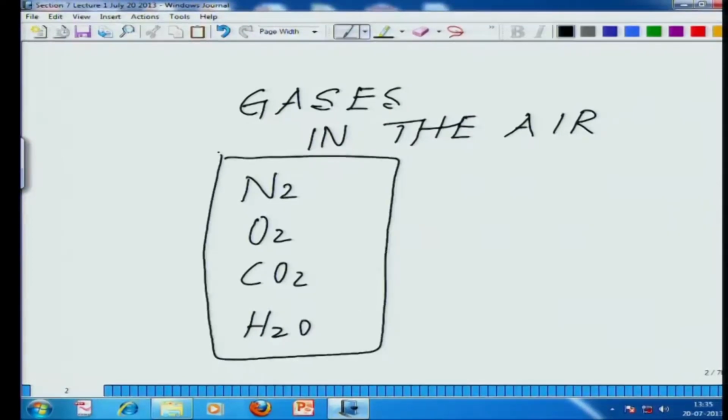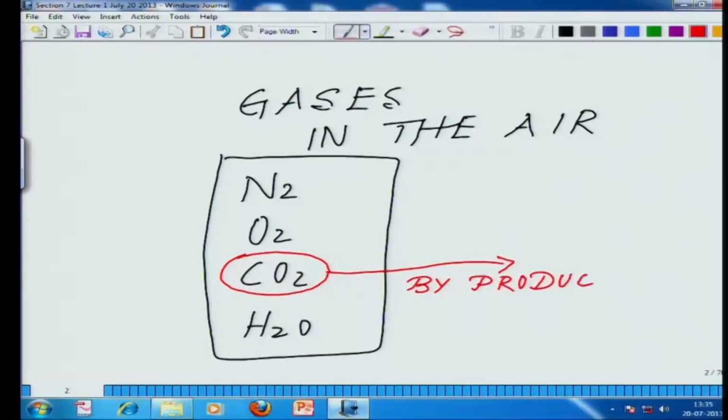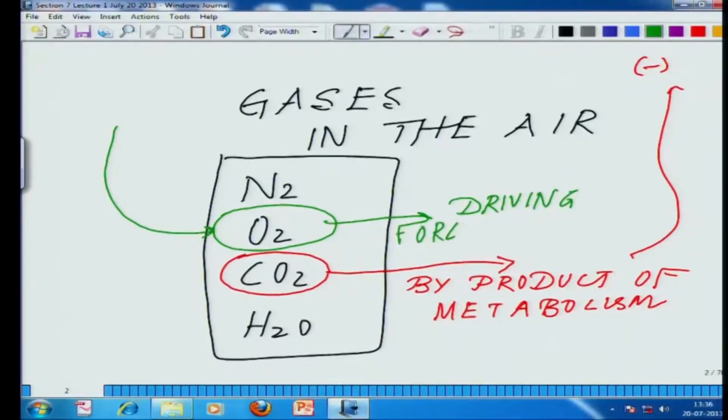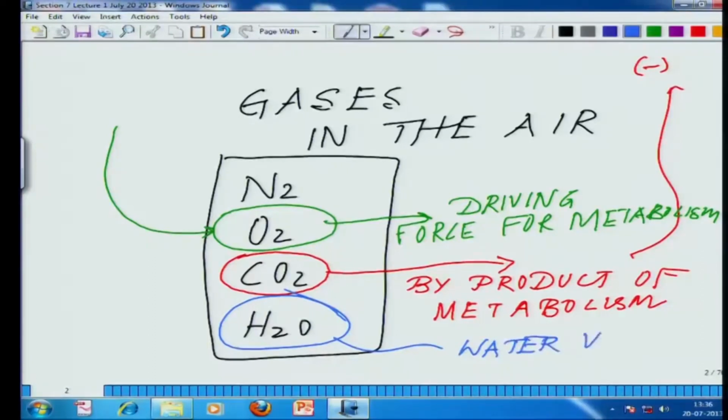Our major concern is with two gases. One of them is carbon dioxide, which is the byproduct of metabolism and needs to be got rid of. This has to be rejected from the body, and since we live in an oxygenated environment, an oxygen world, oxygen is the driving force for metabolism. So these are the two gases which are our major concern, along with the significant presence of water vapor, because this is the medium where these gases absorb or mix with each other.